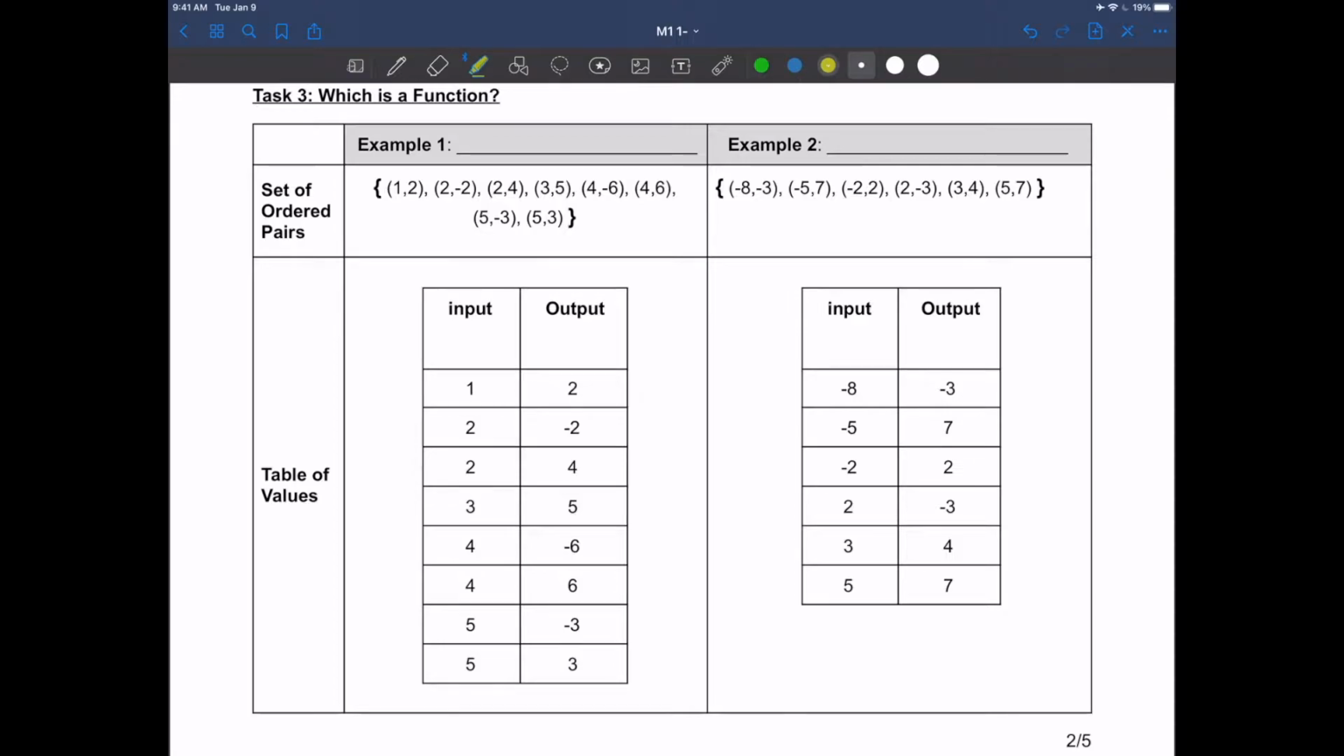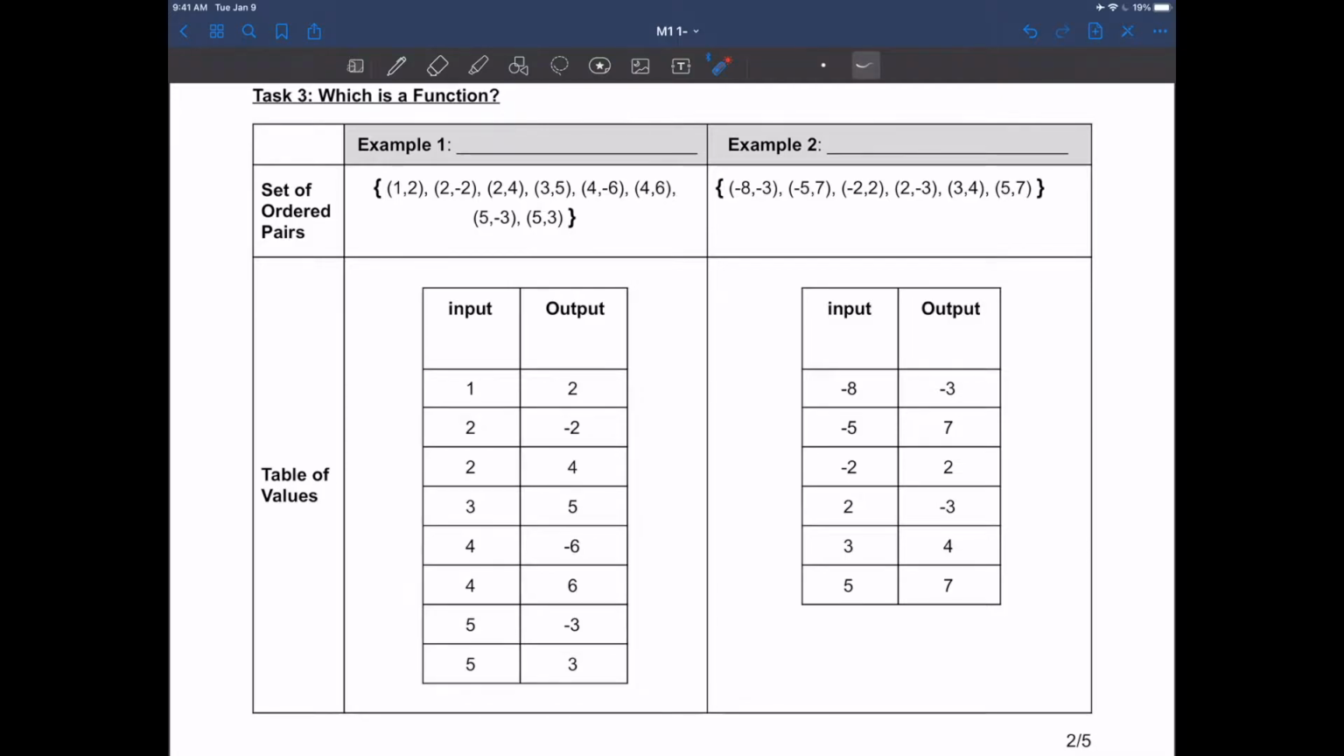Task 3, which is a function? Example 1 or example 2. So let's first look at a set of ordered pairs. These squiggly brackets here literally mean the set of. That's how I would say it, the set of, and all of what's inside are ordered pairs. So this literally says the set of ordered pairs.